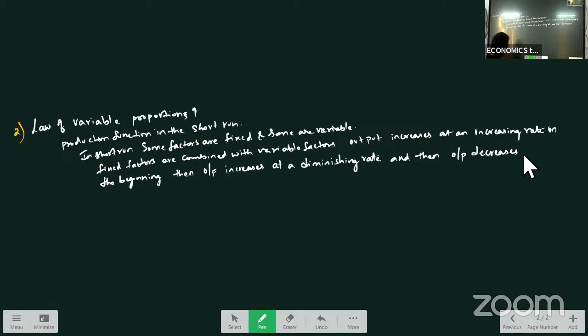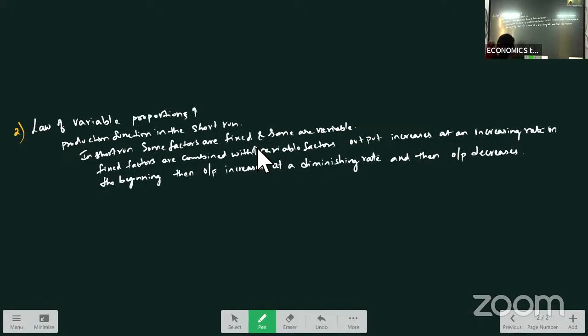Just see what they are saying. In the short run, some factors are fixed, some factors are variable. When we combine fixed factors with variable factors, our output increases at an increasing rate in the beginning, then at a diminishing rate, and then our output decreases. As we increase our variable factors, which are combined with our fixed factors, our output in the beginning increases at an increasing rate, and then it decreases. So this was explained in the law of variable proportions.